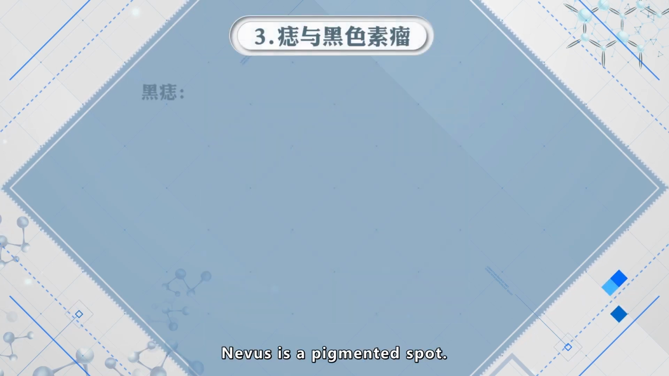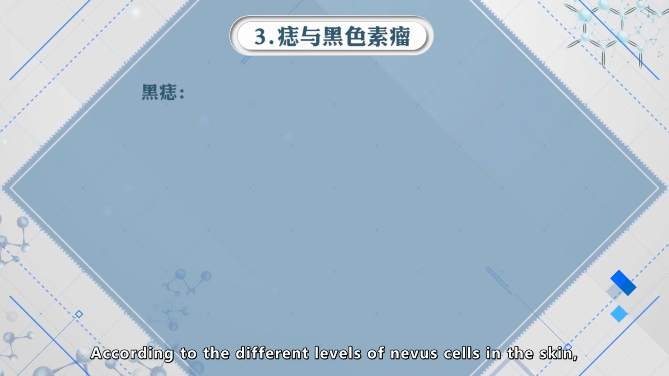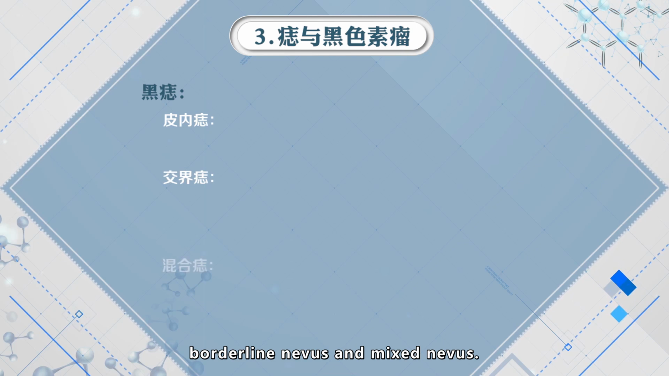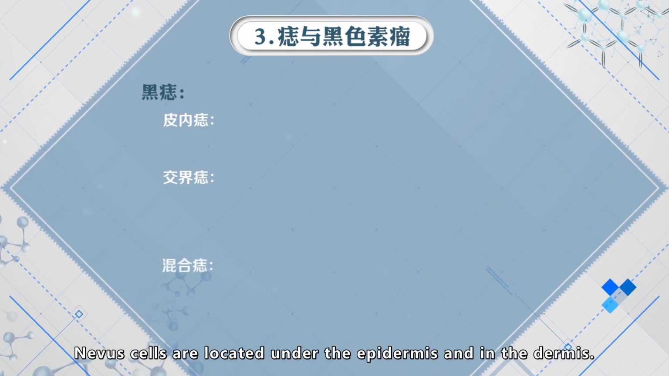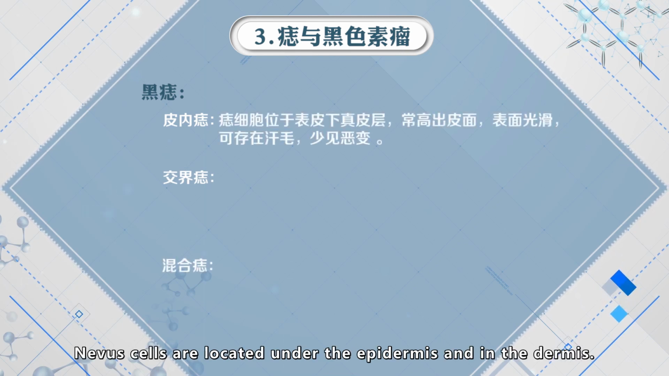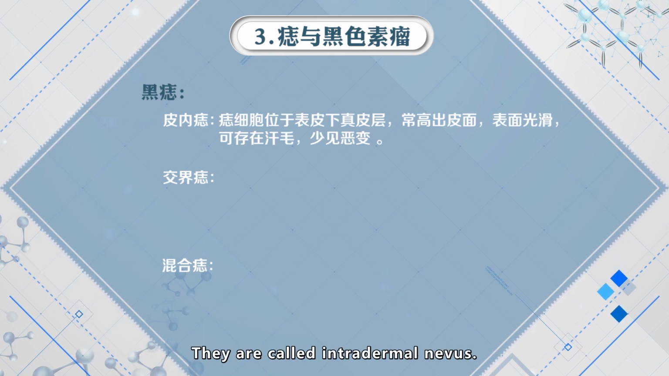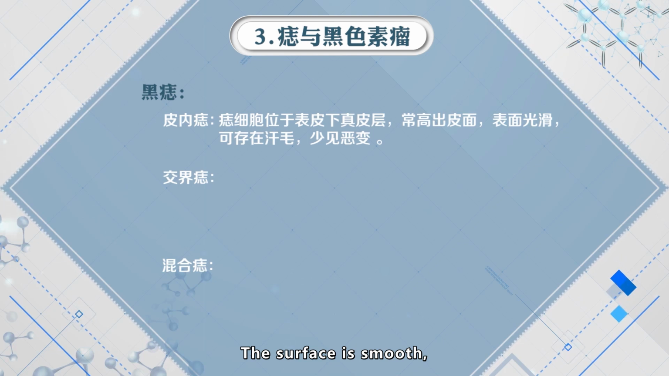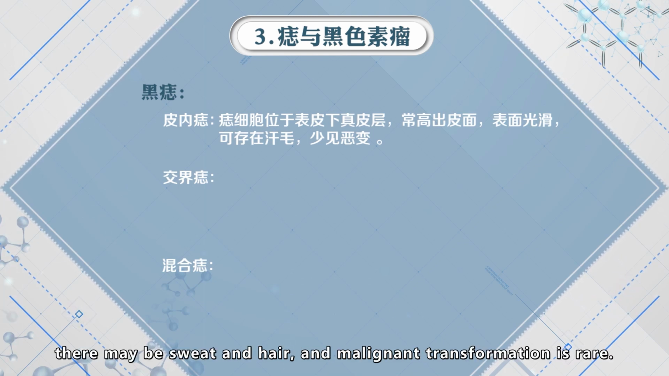Nevus is a pigmented spot. According to the different levels of nevus cells in the skin, it can be divided into intradermal nevus, borderline nevus, and mixed nevus. Nevus cells located under the epidermis and in the dermis are called intradermal nevus. They are often higher than the surface of the skin. The surface is smooth. There may be sweat and hair, and malignant transformation is rare.